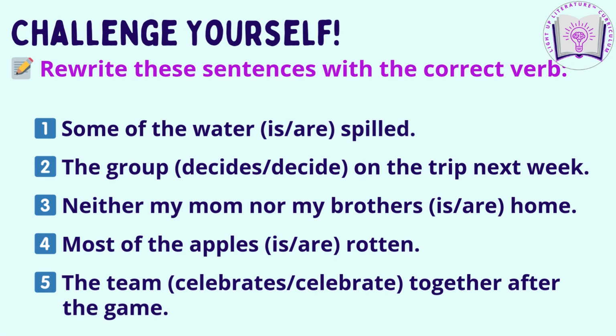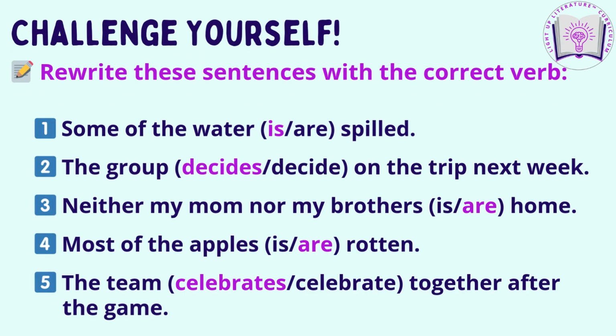Now, we're going to do some practice and challenge. Rewrite these sentences with the correct verb. Take your time. Go ahead and pause if you need to, so that you can test this out.